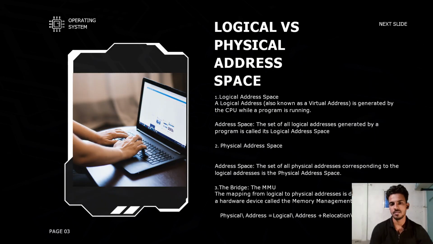Logical versus physical address space. First, the logical address space. A logical address, also known as a virtual address, is generated by the CPU while a program is running. The set of all logical addresses generated by a program is called its logical address space. Second was physical address space. The set of all physical addresses corresponding to the logical addresses is the physical address space.